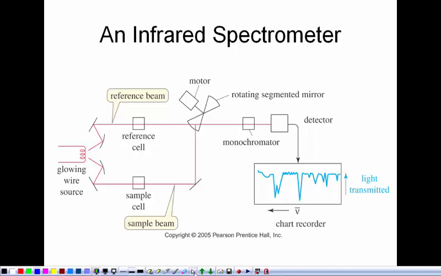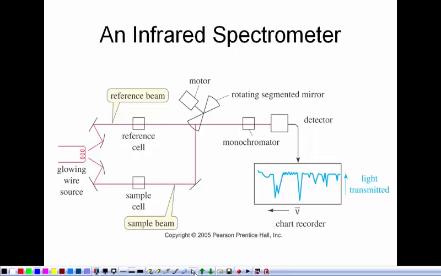Then you pass the infrared source through the sample. Sometimes you'll pass it through a reference as well. And then it goes on to what's called a monochromator, so we can select what particular wavelength we want to pass through the sample. And then it goes to the detector, and we create a chart.